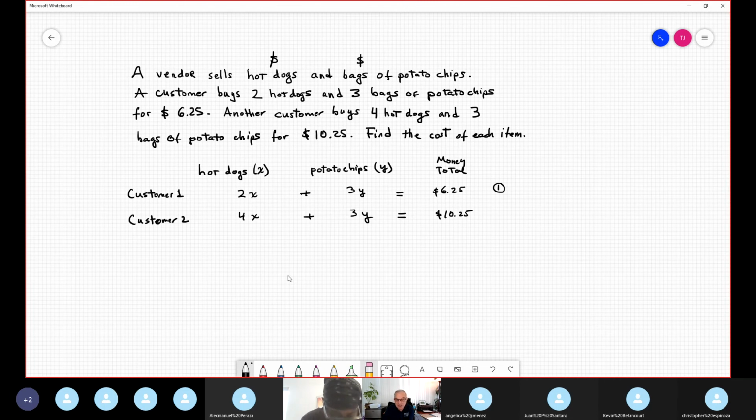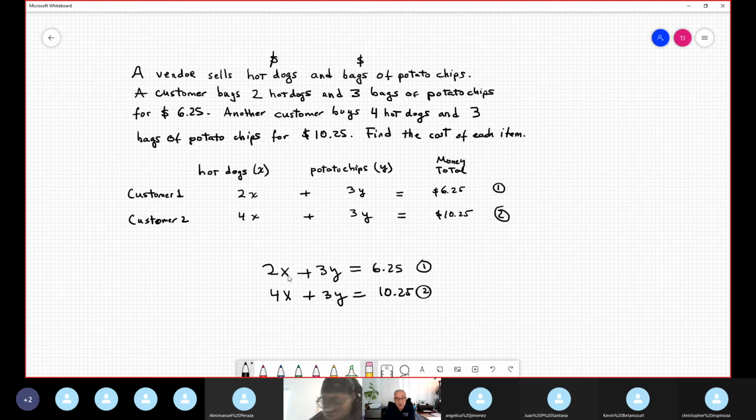I copy separately this equation: 2x plus 3y equals 6.25. I could convert to whole numbers, only the coefficients in front of the variables, but not this one, because then you complicate it more. If you multiply by 100 you have 200, 300, no. And the second is 4x plus 3y equals $10.25.